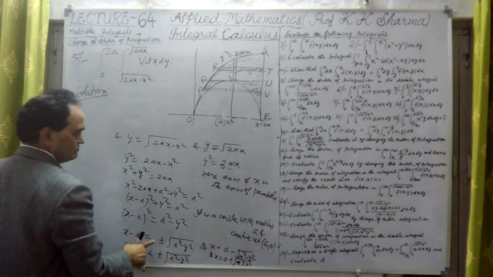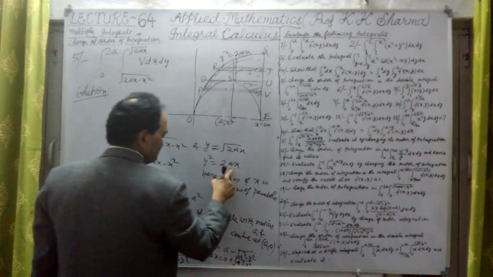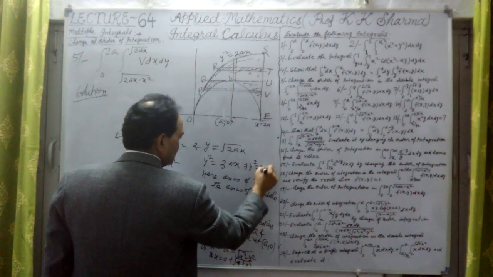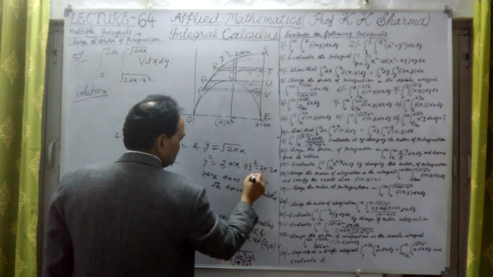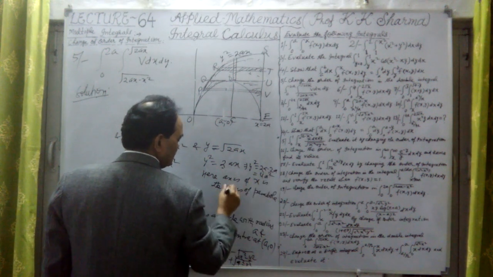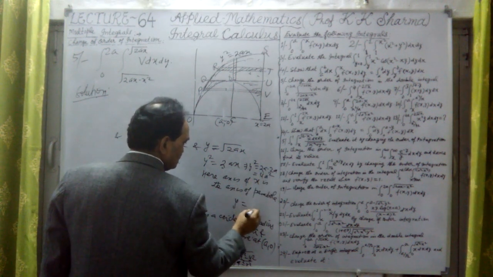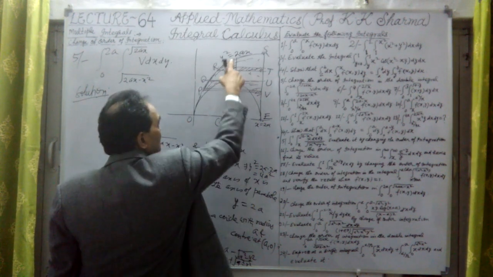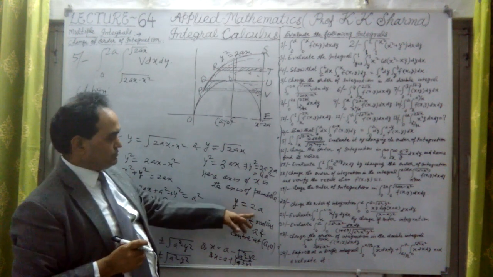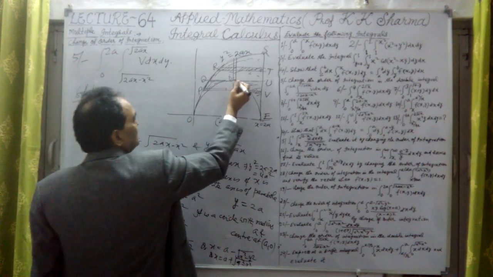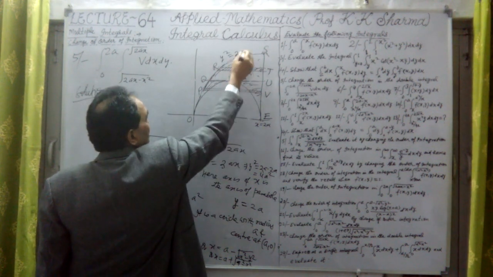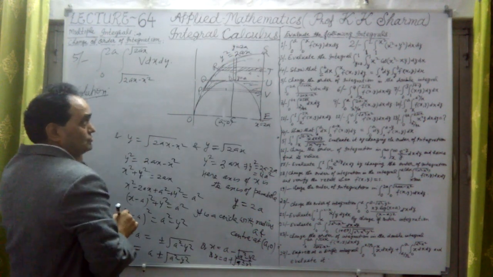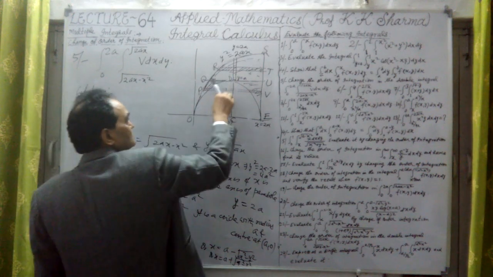Let me write here the value of x, and from this y square equals twice a into twice a, so this is equal to 4a square, or y equals 2a. Because we have to take the positive value only, the upper positive limits are plus 2a, y equals a here and y equals 2a here. From this we have solved. Okay, so these are the limits for this region.